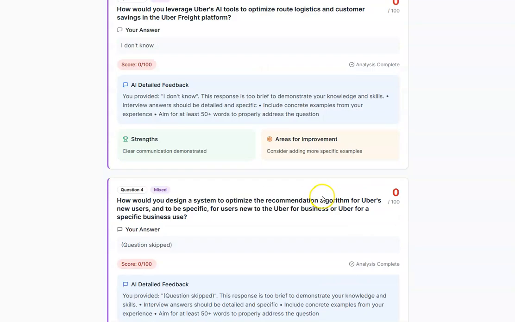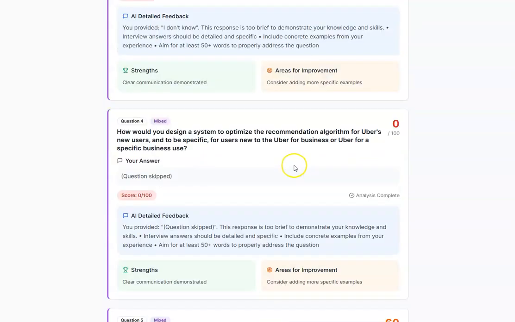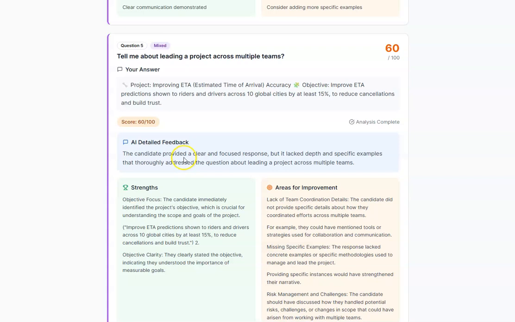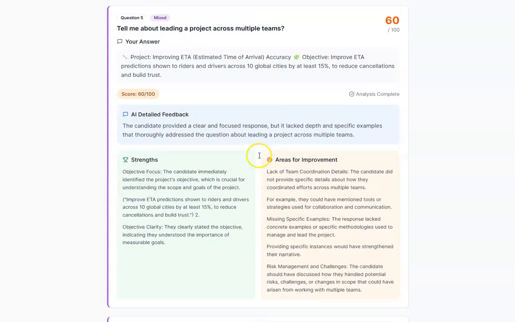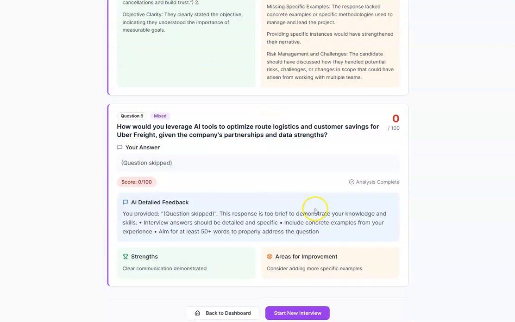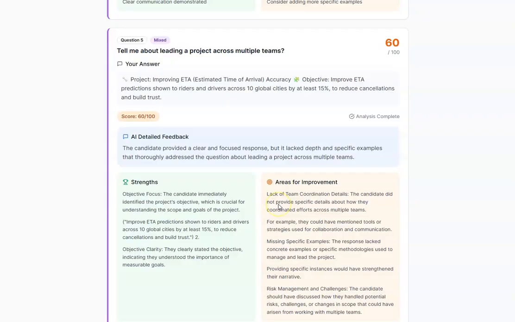This one I got 0 because I said I don't know. This one is also 0 for the skipped question. This one I got 60 out of 100. The candidate provided clear structure, but the team coordination detail is missing some specific examples. Here, I got 0 on this question because I skipped it.